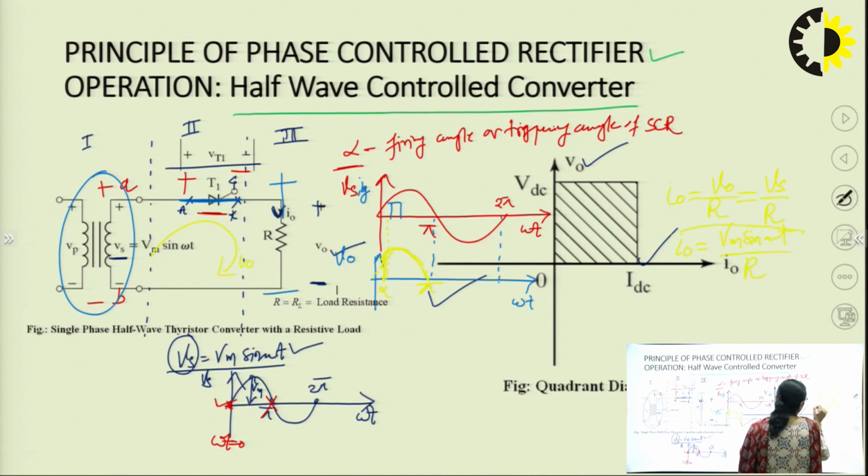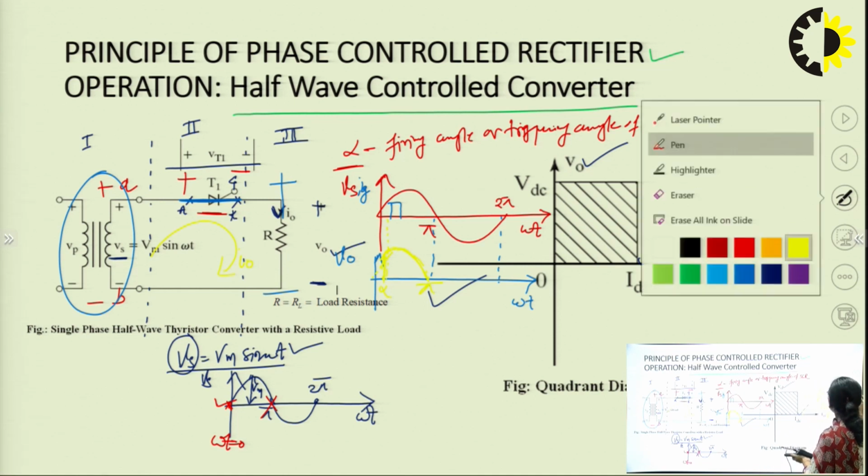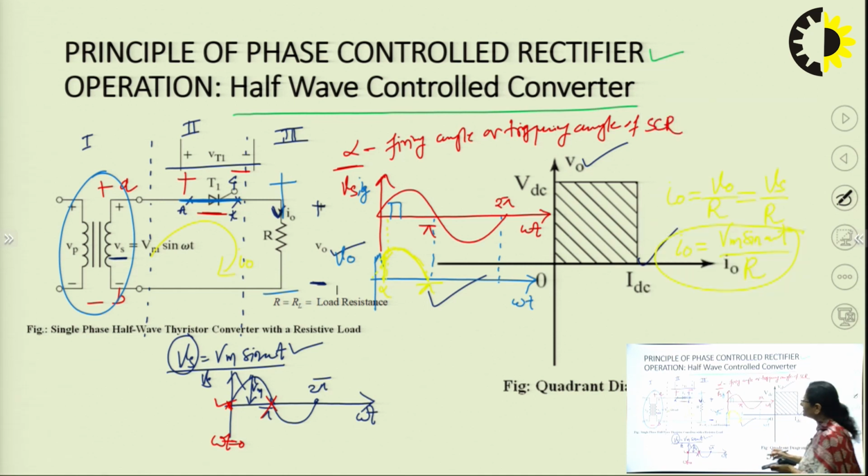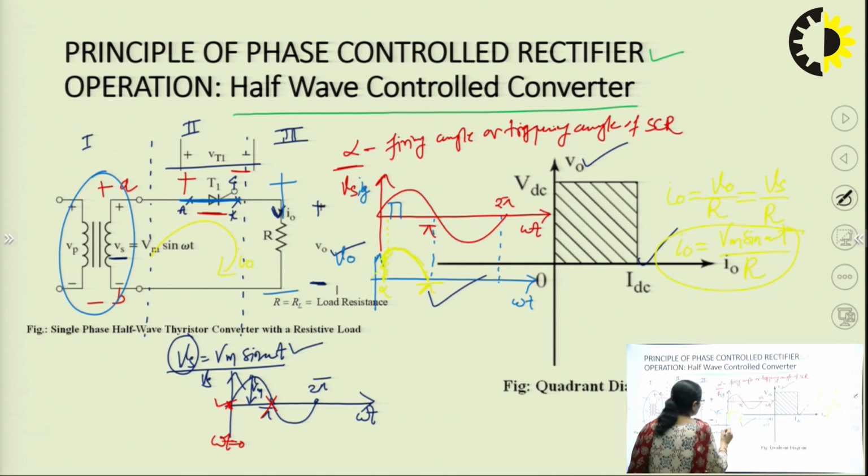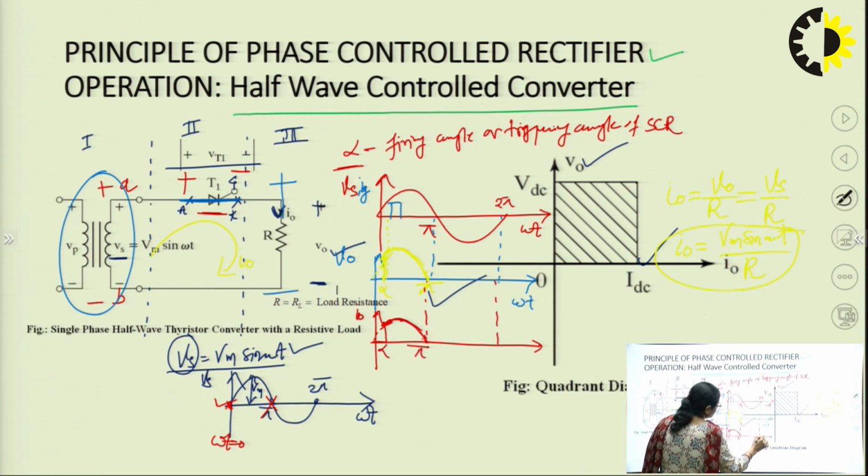What is the variation of the waveform of current I0? Same as the waveform of the voltage. Why so? Because we have a resistive load. With resistive load, there is no variation as far as the shape of the waveform is concerned. So the load current is going to remain the same as the source voltage, or the load voltage, I must say. So this is current I0. From alpha to pi, the current is flowing in the circuit, right?